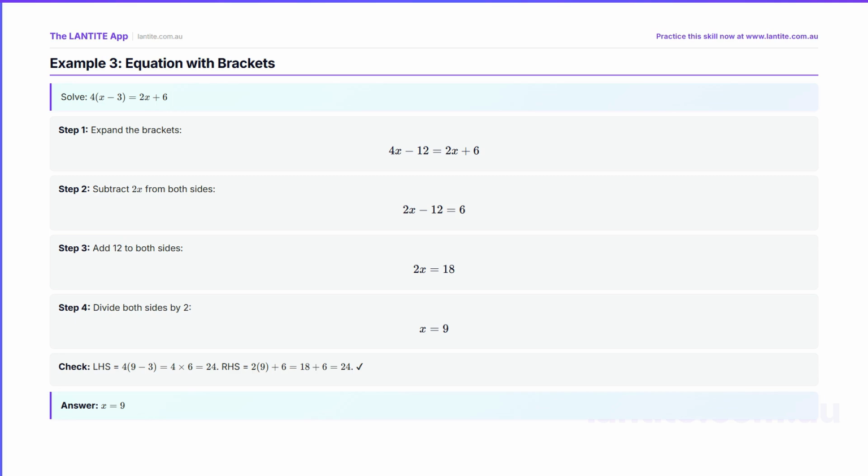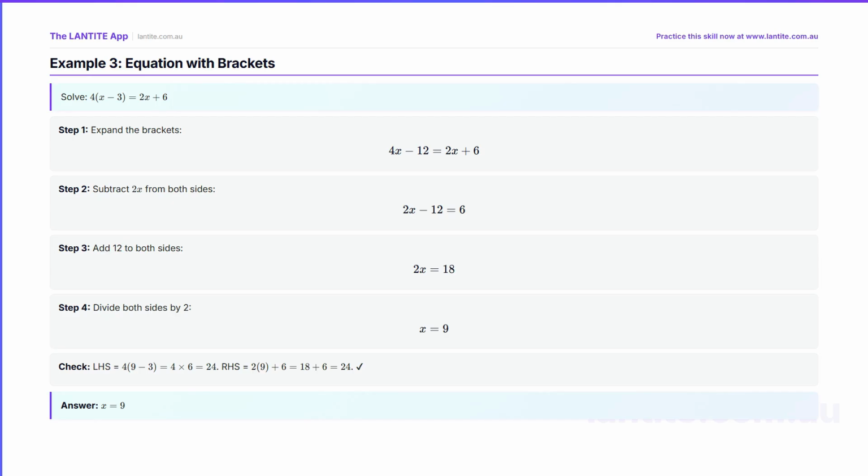Step 2. Subtract 2x from both sides to collect the x terms. 2x minus 12 equals 6. Step 3. Add 12 to both sides to isolate the x term. 2x equals 18. Step 4. Divide both sides by 2.